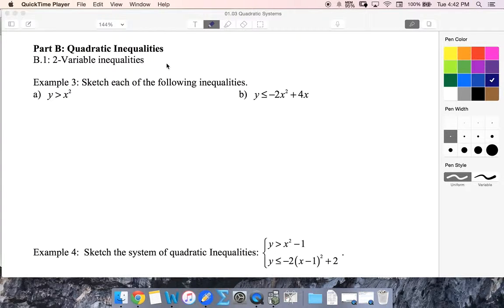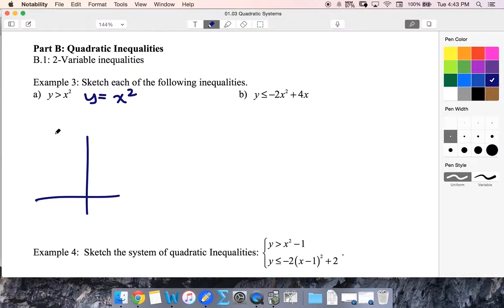Now we're going to look at quadratic inequalities, and I love these. It's really fun. So when I'm looking at quadratic inequalities, right now I want all my y values to be greater than x squared. Well, if I start by just thinking about originally an equality here, y equals x squared, that would look like this parabola.